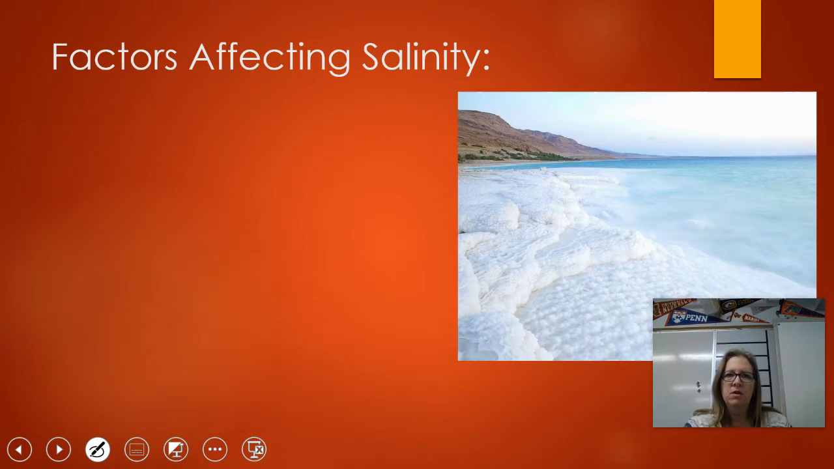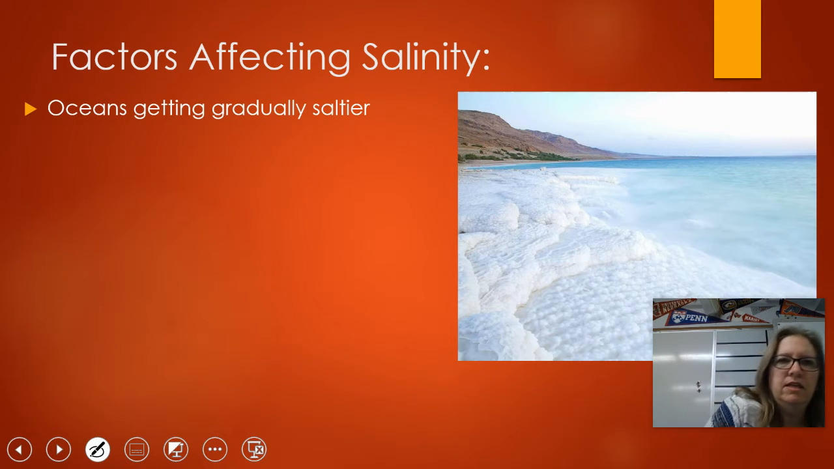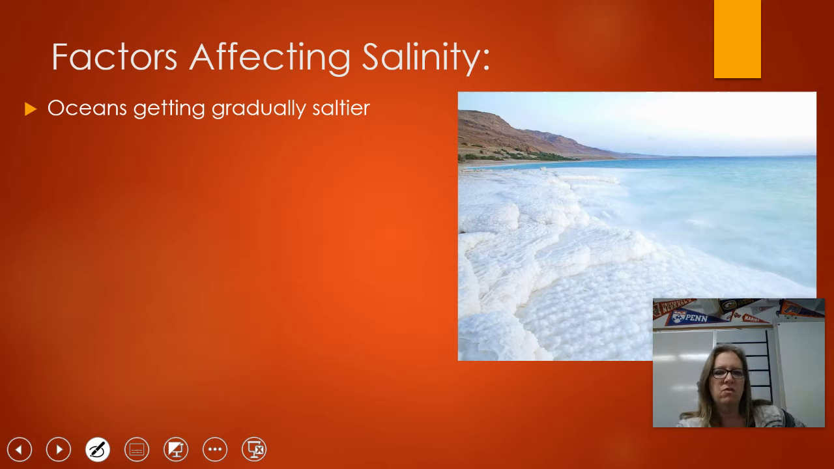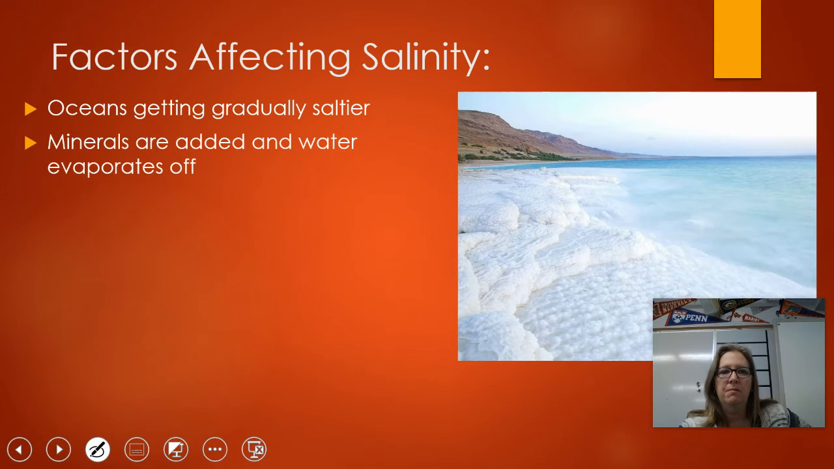All right, so there are a lot of different things that can affect the salinity, and the oceans are gradually getting saltier. Like I said, we're going to talk about the water cycle eventually, and what it means for the water to evaporate away. But then it rains and the river comes in. So it's a very slow process, but that sediment is constantly being fed into the ocean. Again, the minerals are added and the water evaporates off.